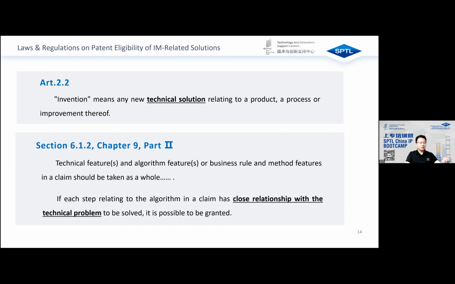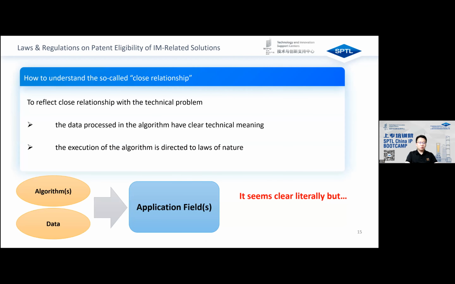Actually, to accomplish the so-called close relationship, two requirements should be satisfied in accordance with the provisions in this section. Let's have a look. As the first requirement, the data to be processed by the algorithm should have clear or definite technical meanings. As another one, the execution of algorithms should be directed to laws of nature.